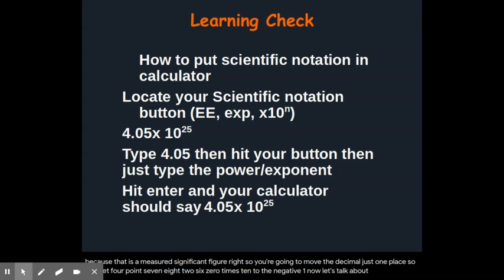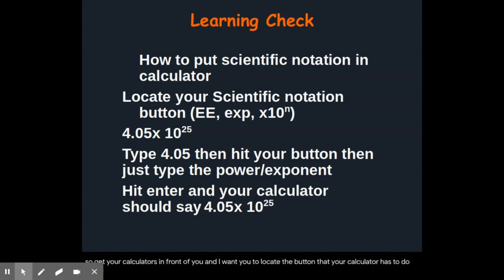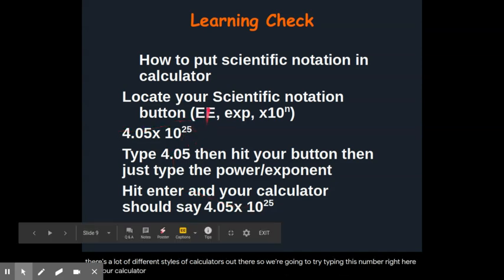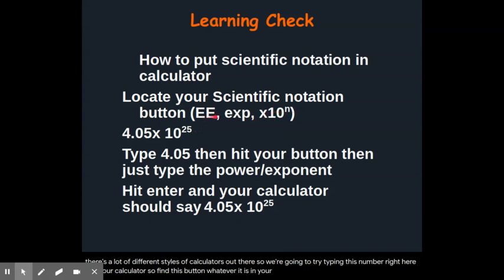Now, let's talk about your calculator. So get your calculators in front of you, and I want you to locate the button that your calculator has to do scientific notation. It might be 2 capital E's, it could be an EXP, a times 10 to the N, or times 10 to the X. There's a lot of different styles of calculators out there. So we're going to try typing this number right here into your calculator. So find this button, whatever it is in your calculator. You're going to use that button instead of typing the times or the 10.